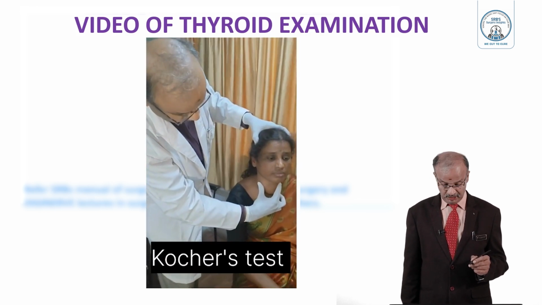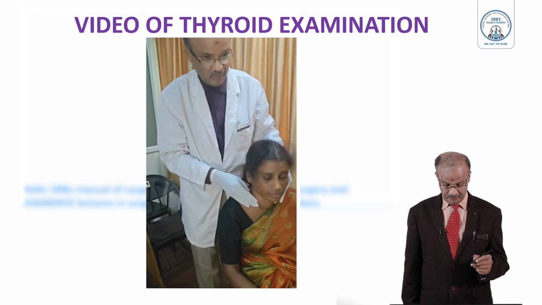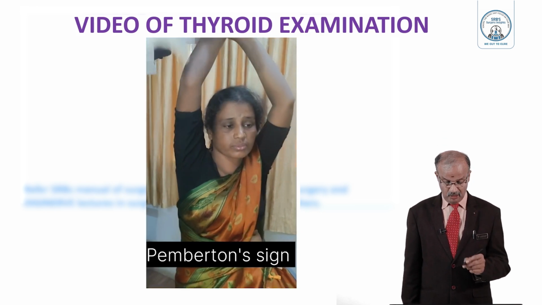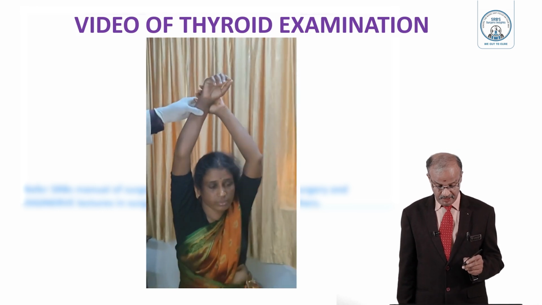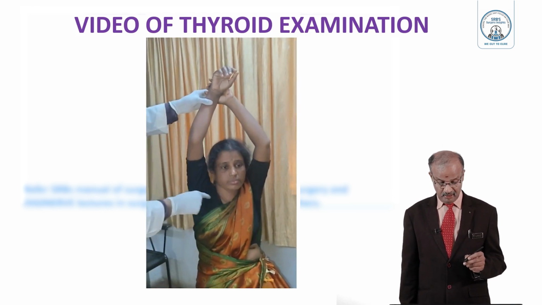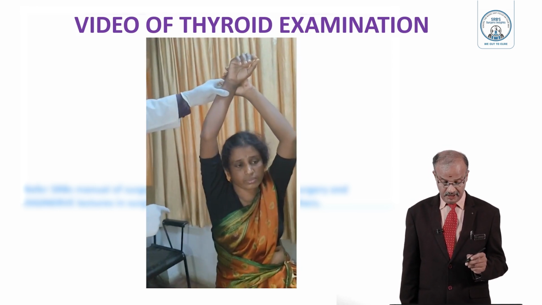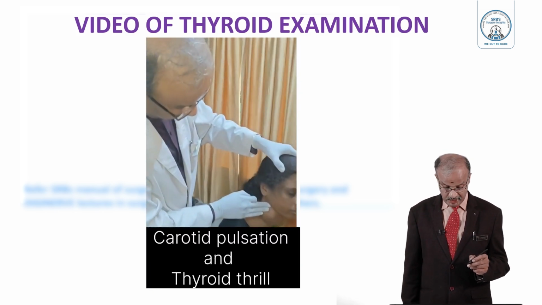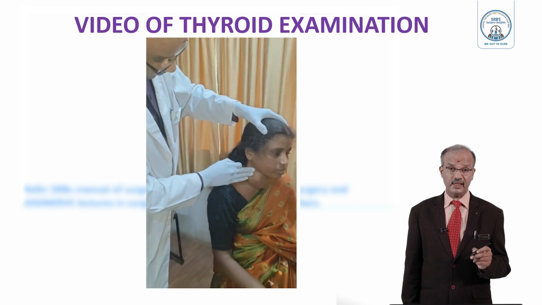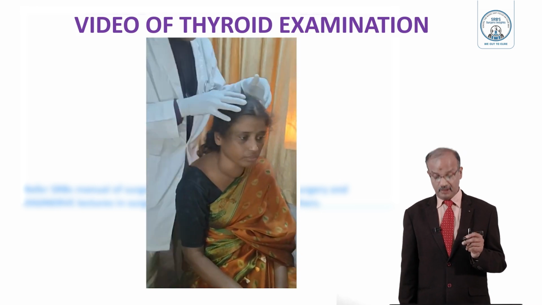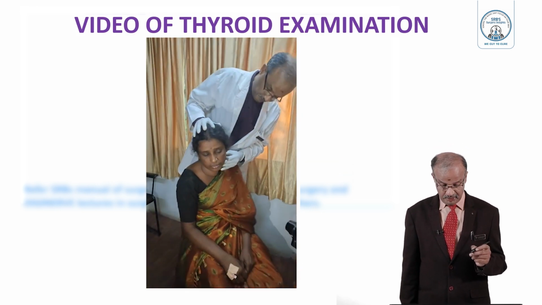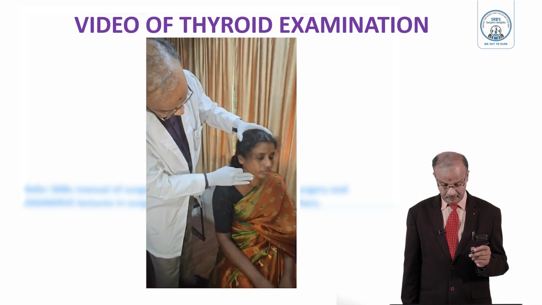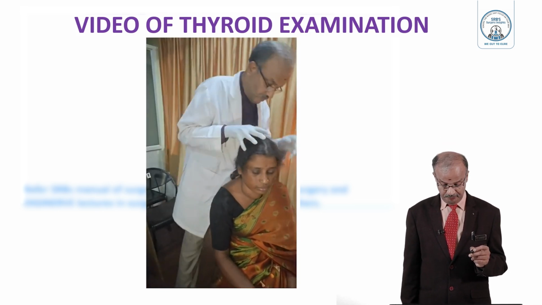Kocher's test is important. Pemberton sign, see that, I already showed. See dilated veins and other things. The arm should touch the ear, that's important, extending the arm above the shoulder. Carotid pulsation, I already told, at the level of the thyroid cartilage, medial to the sternocleidomastoid muscle. Thrill also I told. This is thrill palpation.